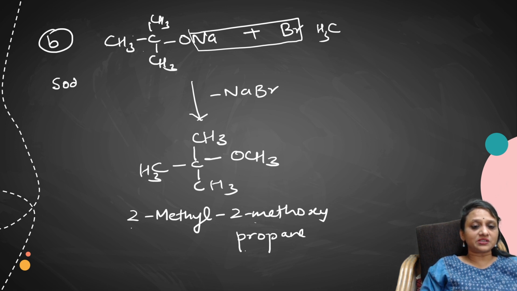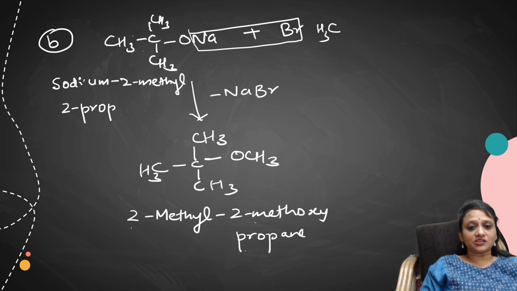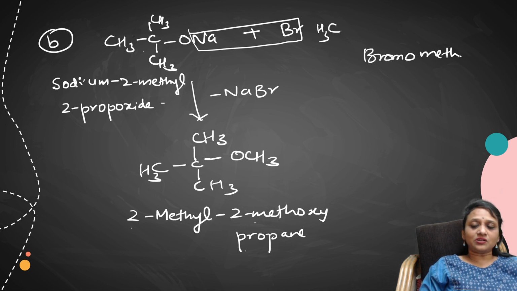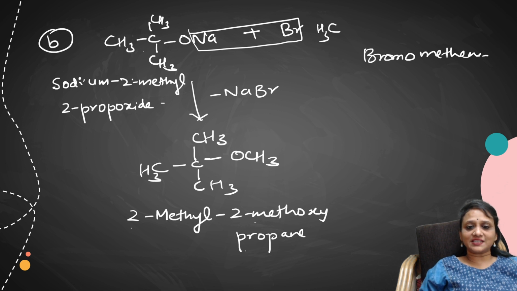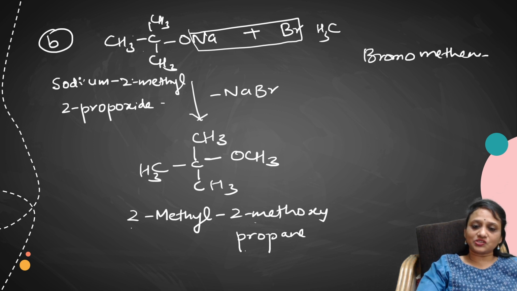So name this compound, students. This compound is nothing but sodium 2-methyl, okay, as sodium is there, 2-methyl is here. What is more there? Then 2-propoxide. Sodium 2-methyl-2-propoxide. Got it? Now what is this, students? This is nothing but bromomethane. So you need to write all the compounds. So I think it's clear. It's clear, students. Let us do the next one.